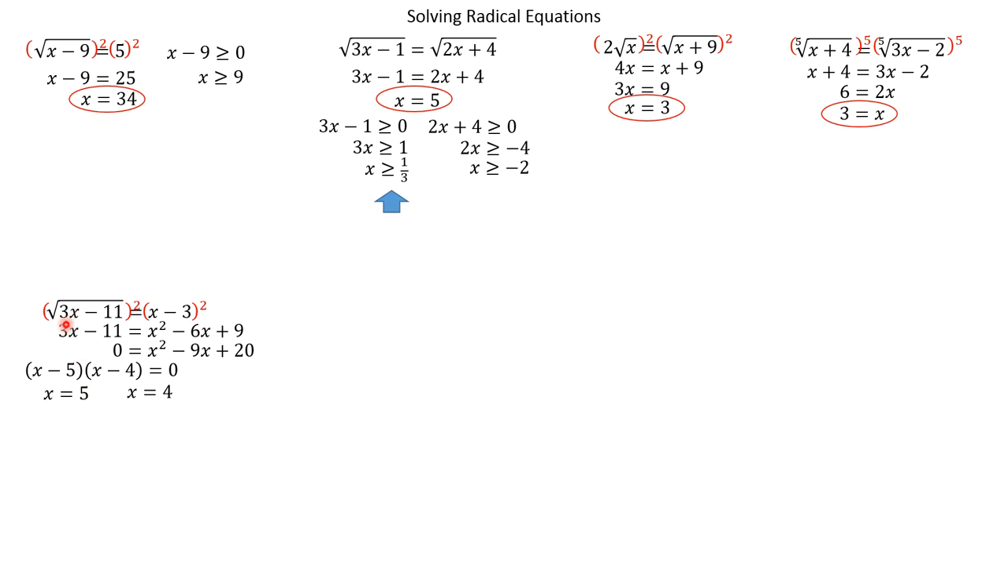Plug in 5. 3 times 5 is 15. Minus 11 is 4. Square root of 4 is 2. 5 minus 3 is 2. So 5 works. Plug in 4. 3 times 4 is 12. Minus 11 is 1. Square root of 1 is 1. 4 minus 3 is 1. 1 equals 1. So 4 also works.